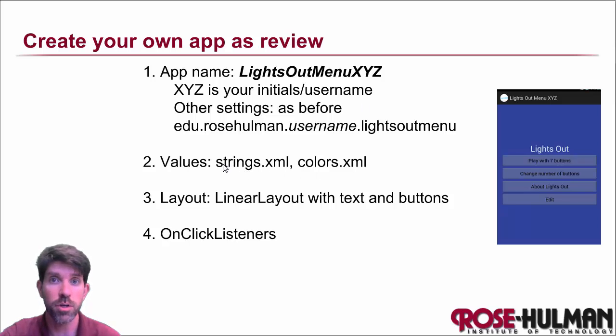Just to give you a heads up, we're going to be creating strings and colors like usual, and a layout. You'll notice we're actually going to have a linear layout here, a little bit simpler than a relative layout. We're just going to create things right in a straight line here. So 5 different things, 1 text, and then 4 buttons underneath it. And then we'll be creating listeners for each of the buttons.